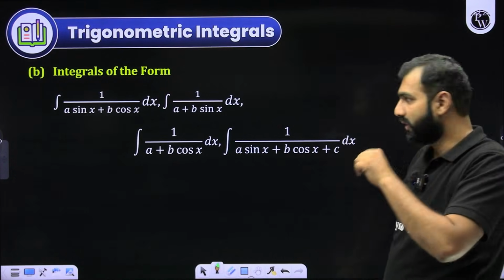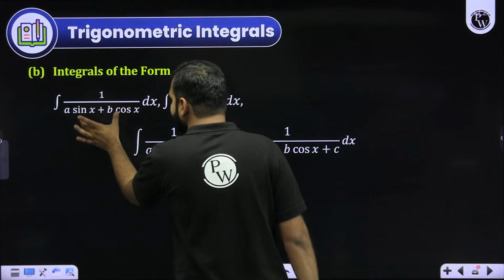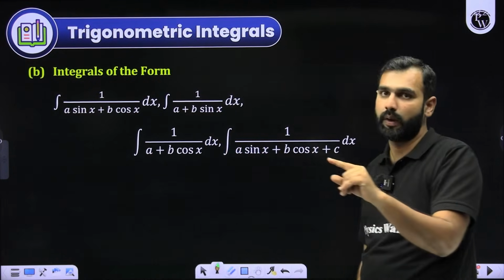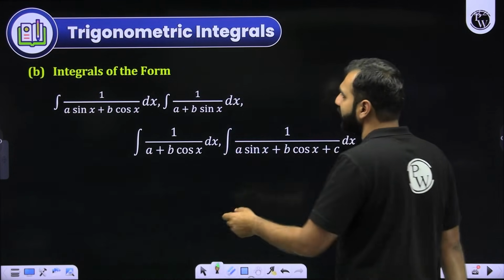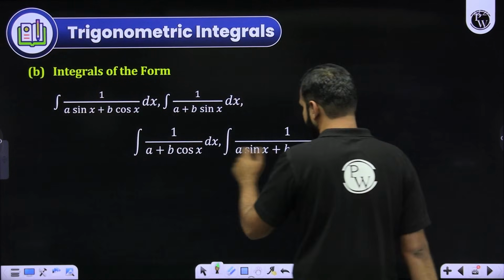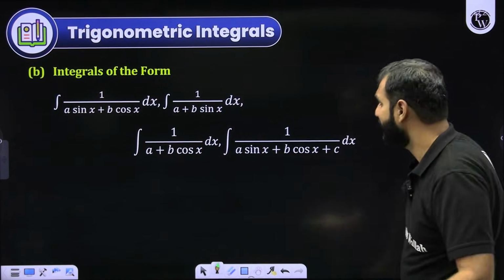Now let's talk about the next form. Here, let's say sin x and cos x are given, but not their squares. Previously, in the last case, what were we given? Sin square x and cos square x instead of sin x and cos x. But here, only sin x and cos x are given.